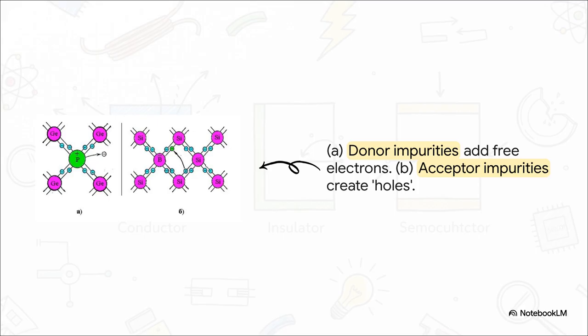But you can also add an impurity that's missing an electron. This creates a little empty spot, a hole. A nearby electron can easily hop into this hole, which leaves a new hole behind it. This moving hole acts just like a positive charge, and this creates what we call a P-type semiconductor.